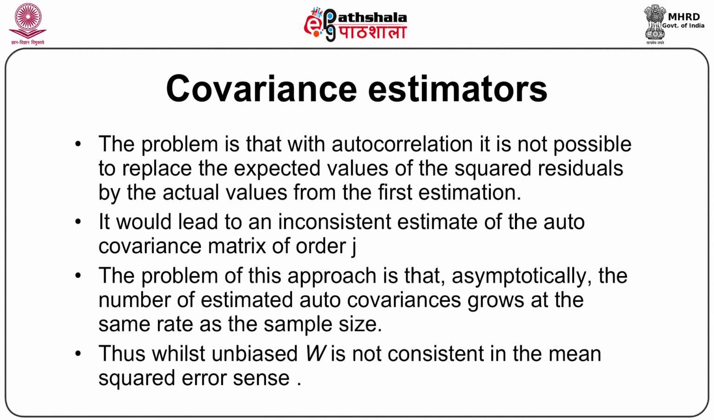Now, the problem next introduces the problem of autocorrelation. The problem is that with autocorrelation, it is not possible to replace the expected value of the squared residual by the actual value from the first estimation. It would lead to an inconsistent estimate of the autocovariance matrix J. The problem is that asymptotically the number of estimated autocovariances grows at the same rate as the sample size. Thus, whilst unbiased, W is not consistent in the mean square sense.